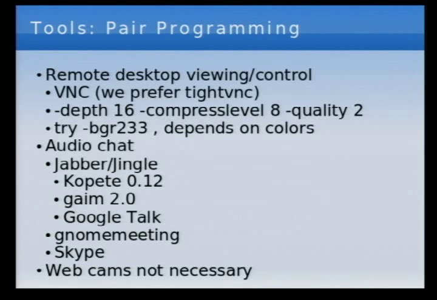So Jabber has this thing called Jingle, which I guess was developed by Google. Was that developed by Google? Yeah. And so there's a libjingle. And so Kopete, my personal preference, 0.12 implements this. Gaim 2.0 implements this. Google Talk is technically not open source, but I figured I'd mention it anyway. It also implements that, if you're not totally worried about using 100% open source stuff.